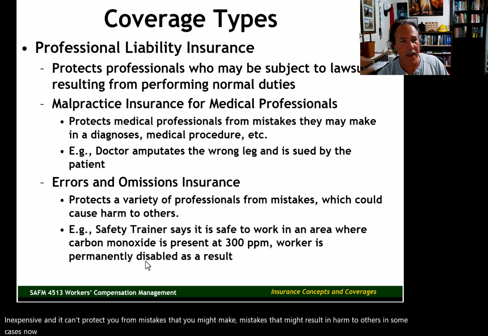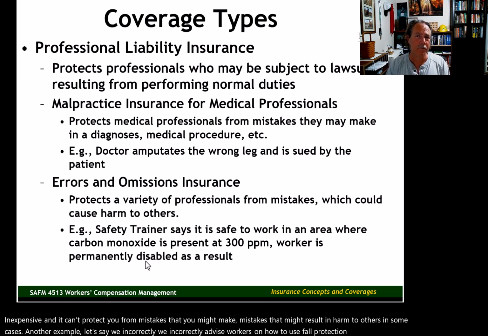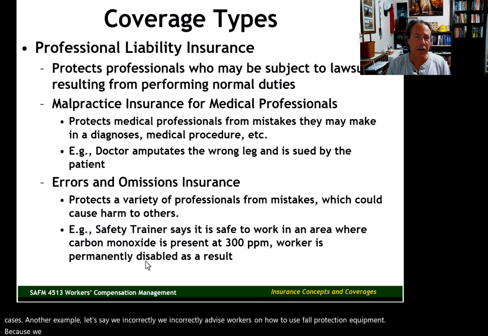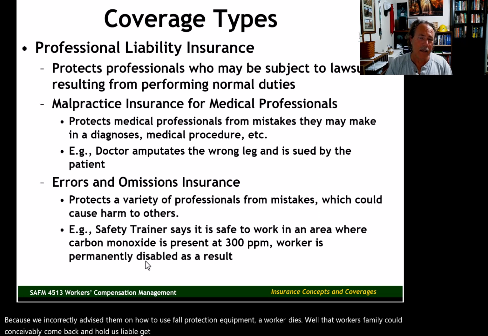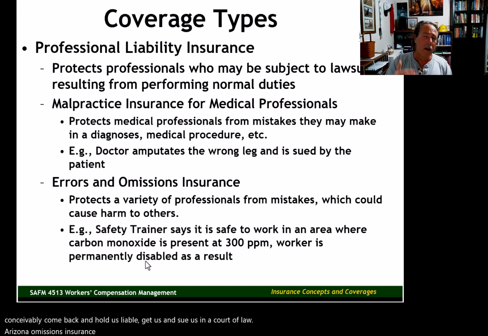Another example, let's say we incorrectly advise workers on how to use fall protection equipment. Because we incorrectly advise them, a worker dies. Well, that worker's family could conceivably come back and hold us liable, sue us in a court of law. Errors and omissions insurance not only helps us financially if there's a judgment against us.